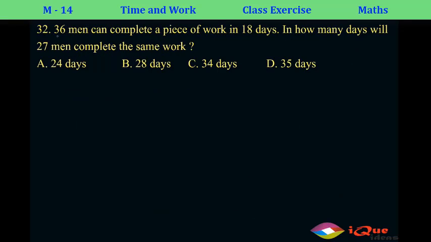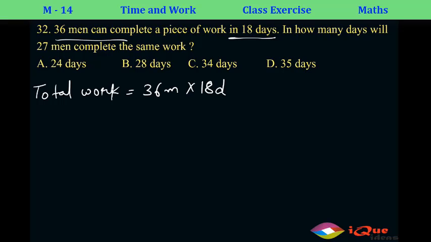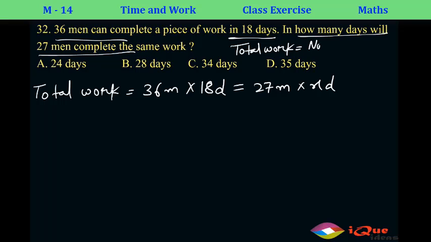Now this is a direct question. It says 36 men can complete a piece of work in 18 days. So total work we can write in the first case is equal to 36 men into 18 days. In the second case it says how many days will 27 men take to complete the work. So the same work should be equal to 27 men into X days. We know the total work is equal to number of people into number of days. Alright, so we can directly apply this process. Efficiency, because all of them are mentioning men, has to be the same everywhere.